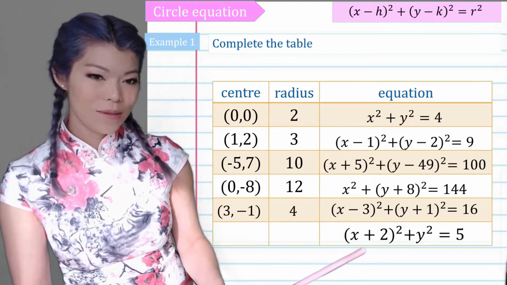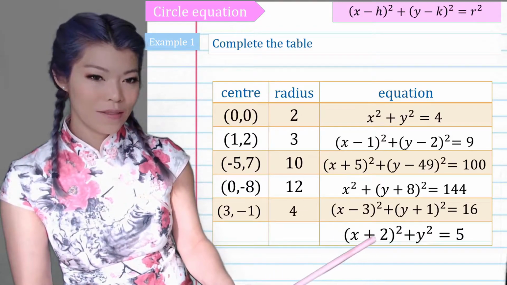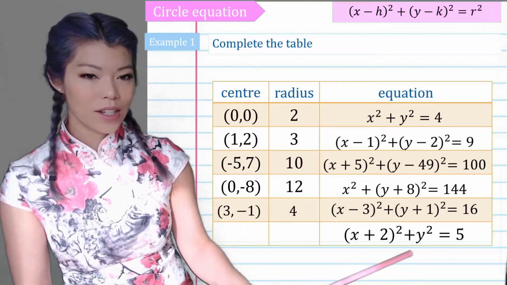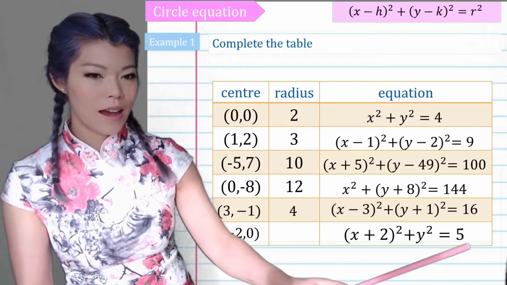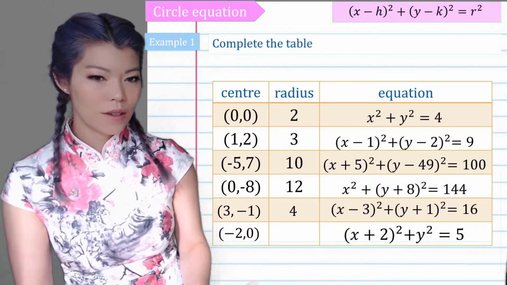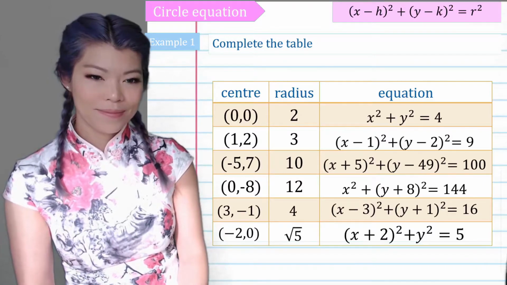For this equation, we have a horizontal translation of negative 2 and no vertical translation, so our center is at negative 2, 0. And our radius is the square root of that, so just write the square root of 5.